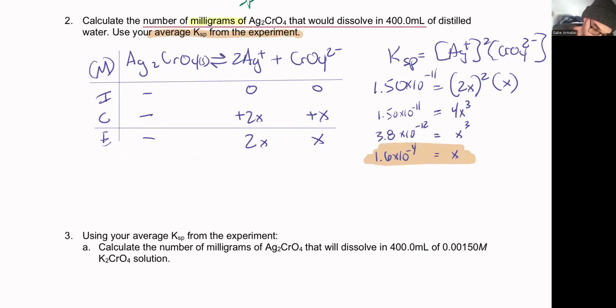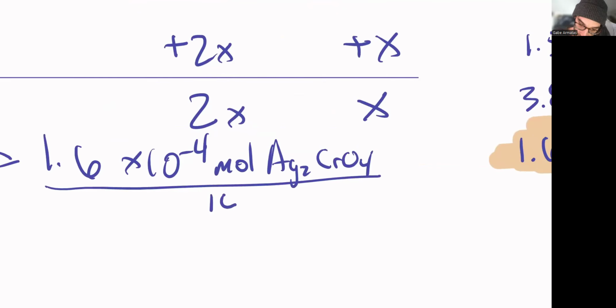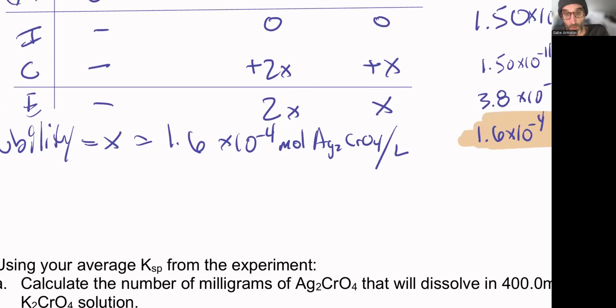So my molar solubility is equal to x. You can simply say it's equal to x, which means 1.6 times 10 to the minus 4 moles of Ag2CrO4 per 1 liter of solution. This is a concentration to some degree, but per liter of solution. So that's my molar solubility. For every 1.6 times 10 to the negative 4 moles, I should be able to dissolve in 1 liter of water. So this is essentially a concentration.